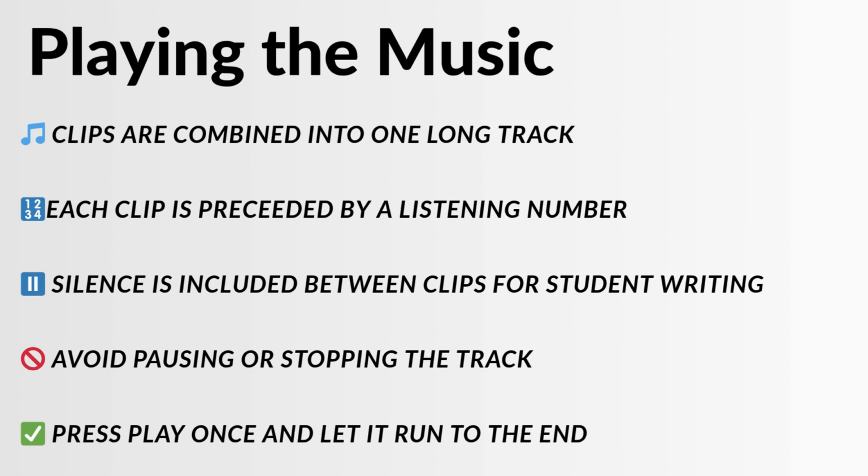When it's time to play the music clips, they'll usually be combined into one long track. As the track plays, each music clip will be introduced with a listening number. For example, 1 before the first clip, 2 before the second, and so on. These numbers help students match what they're hearing to their answer sheets. There will be a few seconds of silence between clips so students have time to write.